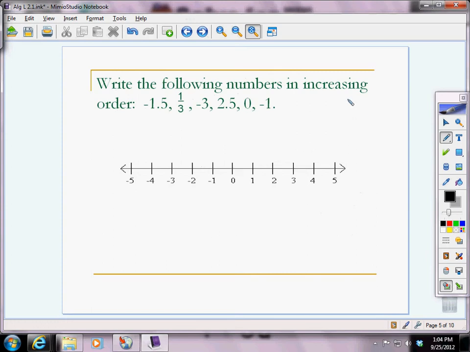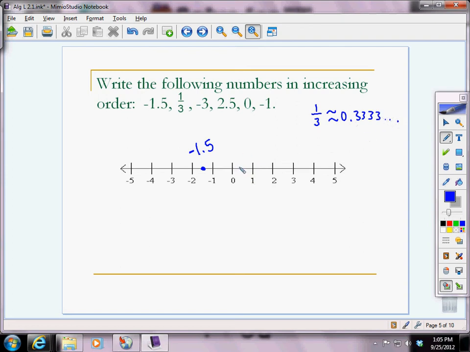One more example right now. It says write the following numbers in increasing order. Again, some of you might not need a number line to do this, but again, it can be helpful. So negative 1.5. Here's 0, here's negative 1, here's negative 1.5. 1/3. Again, if you were to change 1/3 into a decimal and go 1 divided by 3, you would get 0.3333, and it goes on forever.